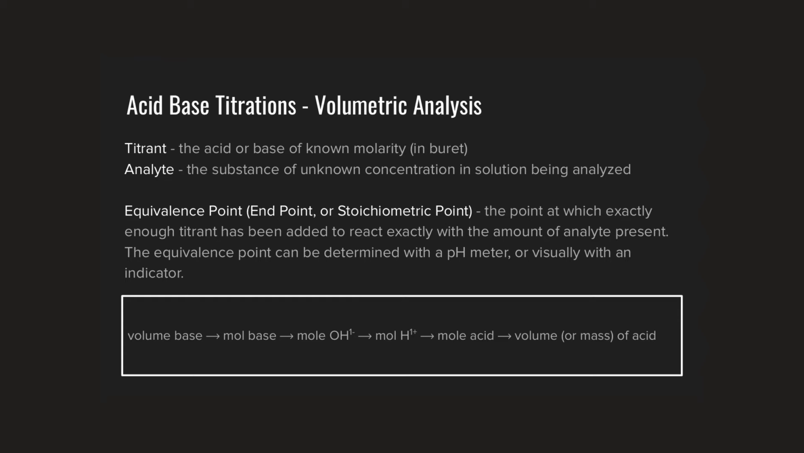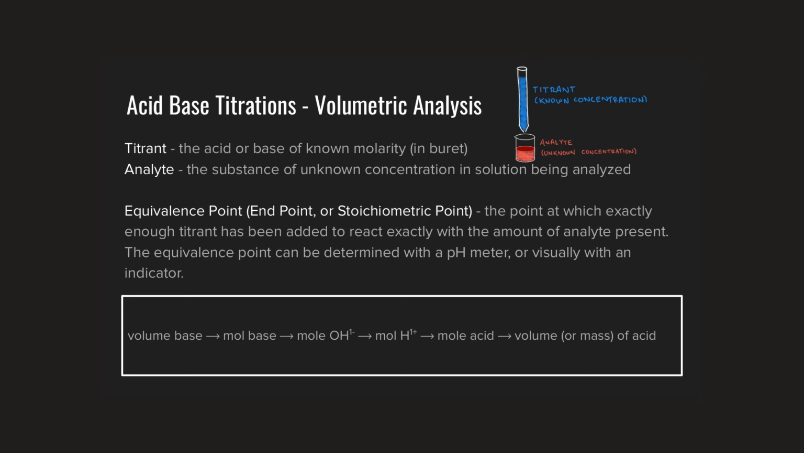A couple of quick vocab words for you here. When doing a titration, we refer to the acid or base of known molarity, which generally gets placed in the burette, not always, but usually. We call that the titrant. And the substance of unknown concentration, otherwise known as the solution being analyzed, we refer to that one as the analyte. So the titrant is the thing we know about the concentration. The analyte is the thing we are studying that we do not know its concentration.